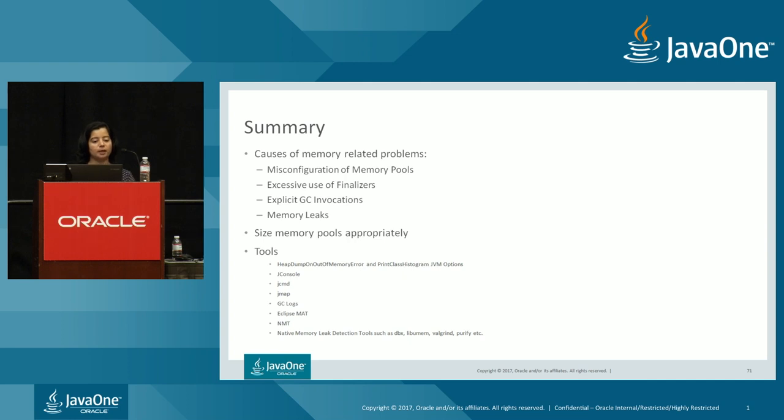To summarize, causes of memory-related problems could be misconfiguration of memory pools, excessive use of finalizers, explicit GC invocations, or memory leaks. The first step to troubleshoot memory-related problems is to size our memory pools appropriately. And the tools that we can use to troubleshoot memory problems are heap dump on out of memory error and print class histogram options, jconsole, jcmd, jmap, GC logs, Eclipse MAT, NMT or native memory detection tools.